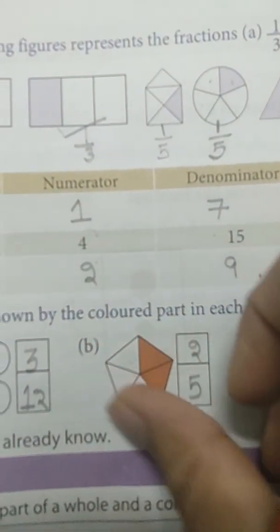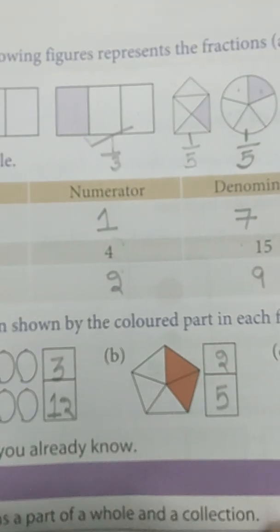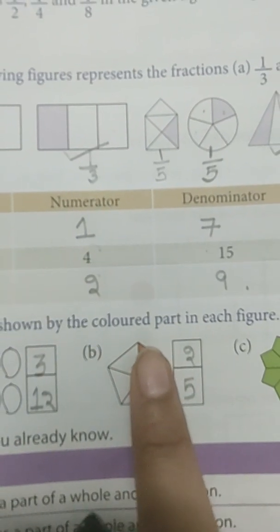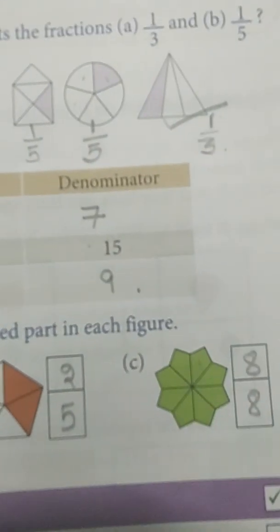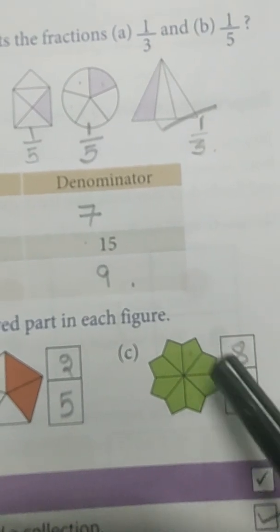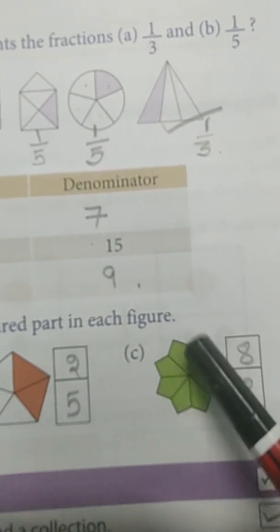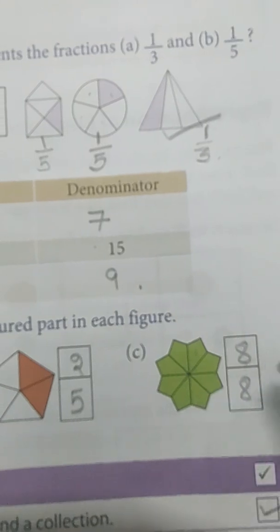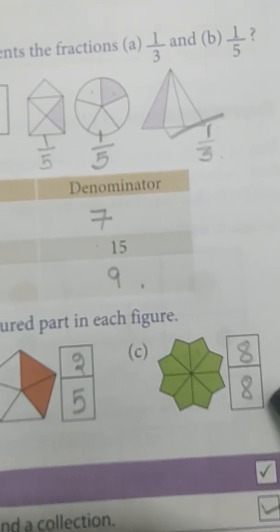Now here, as you can see, the figure is divided into how many total equal parts? 1, 2, 3, 4, 5. So 5 we have written in the denominator. How many parts have been taken? 2. So we are going to write 2 in the numerator. As you can see, the whole picture is colored. How many parts are there? 1, 2, 3, 4, 5, 6, 7, 8, and 8 parts are taken. So we are going to write 8 upon 8.